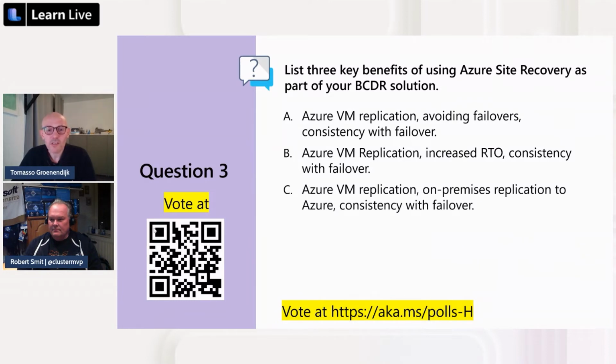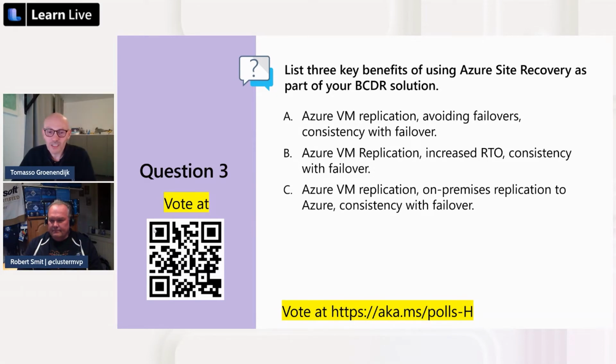The question is: list 3 benefits of using Azure Site Recovery as part of your disaster recovery process. A is Azure VM replication, avoiding failovers, and consistency with failover. B is Azure VM replication, increased RTO, consistency with failover. And C is Azure VM replication, on-premise replication to Azure, and consistency with failover. So these are the possible answers: A, B, and C.